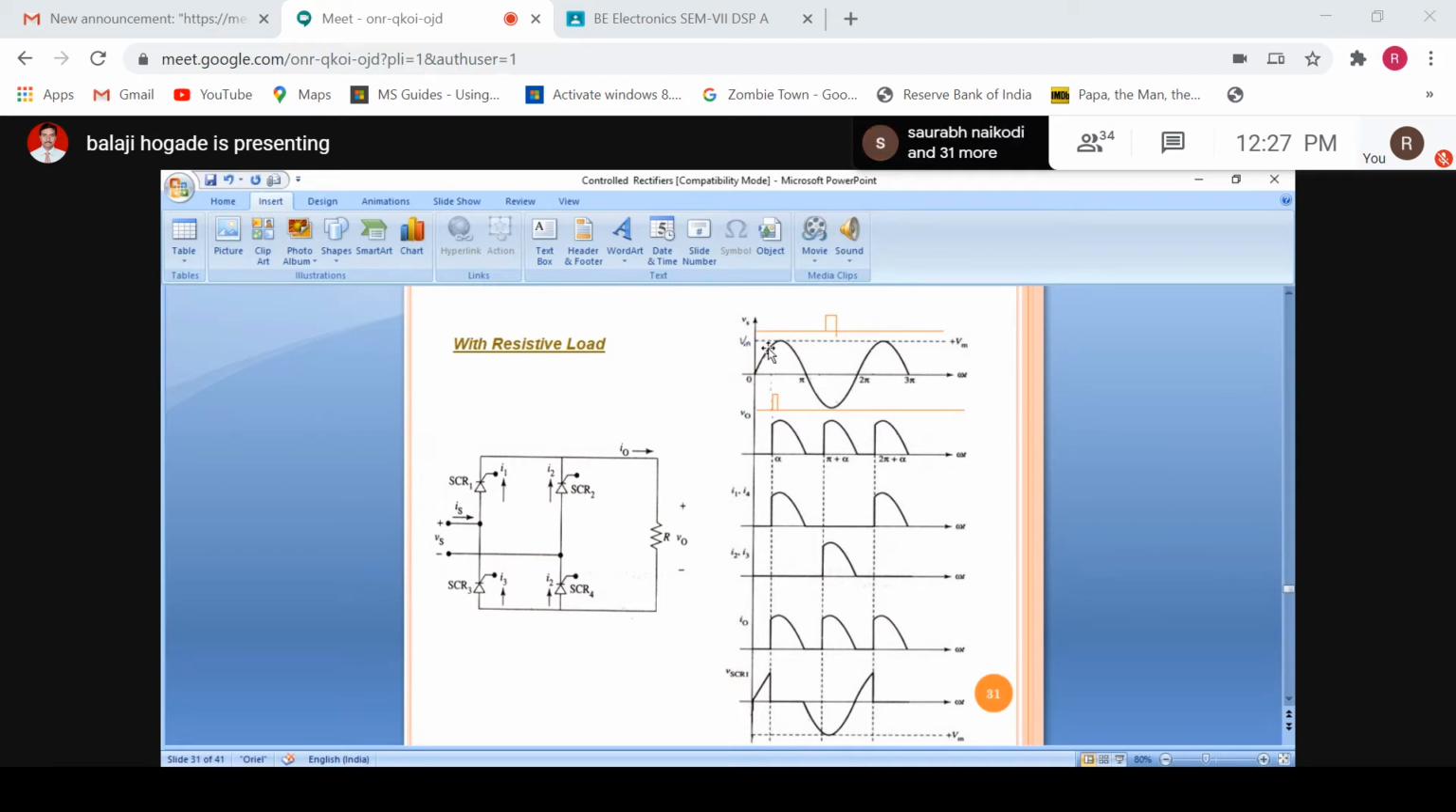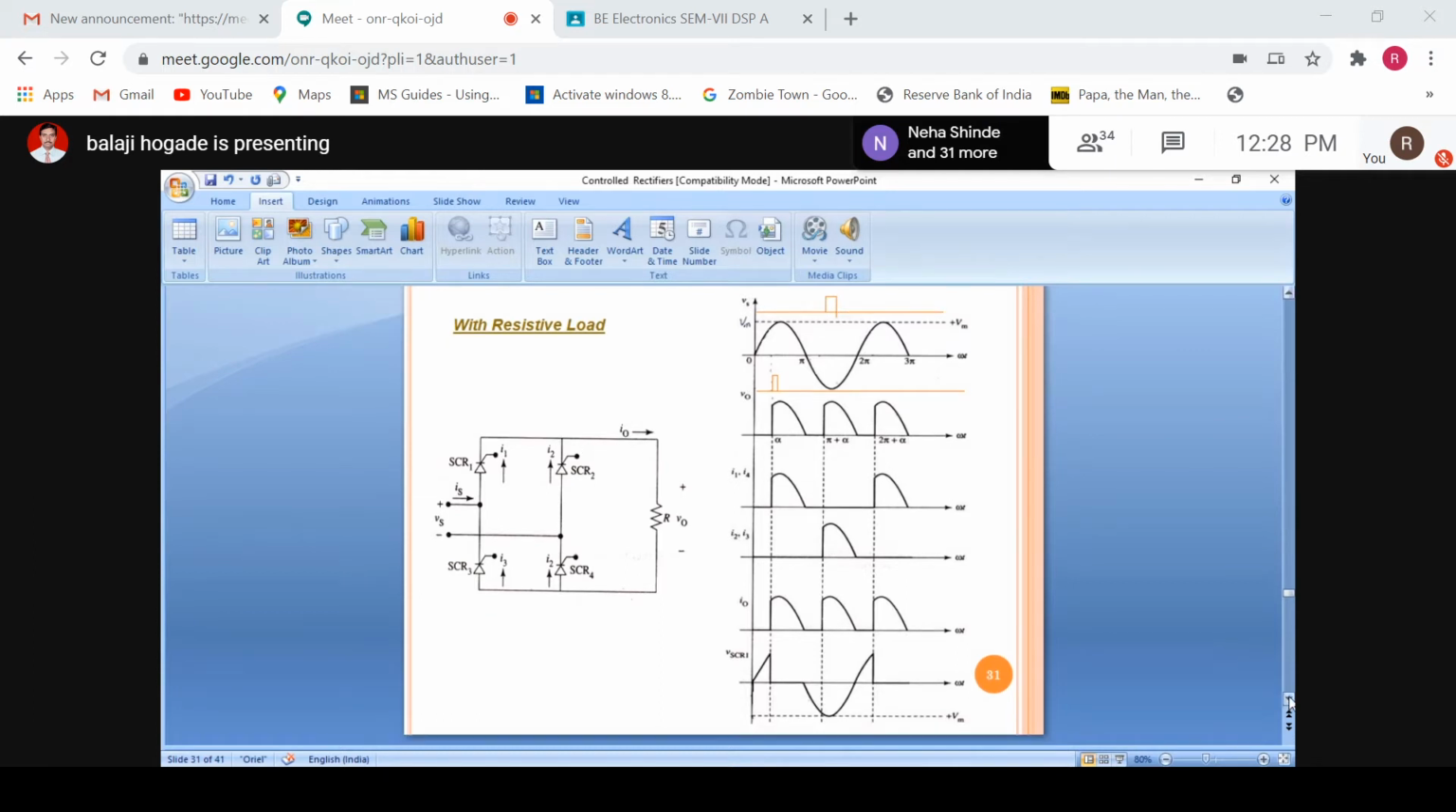That is the nature or the shape of the input voltage. Up to here, this voltage is blocked by the SCR, SCR1, and at omega t is equal to alpha, it is conducting. Therefore, the voltage across the SCR is 0 from alpha to pi, and from pi to pi plus alpha or 2 pi plus alpha, the voltage across SCR1 is the voltage appearing across it, that is the input voltage negative, and from this it will appear positive. This shape will be the same as the input shape, right? This is voltage across SCR1.